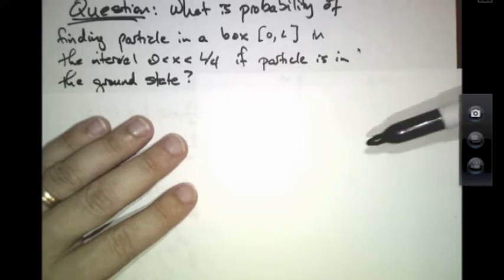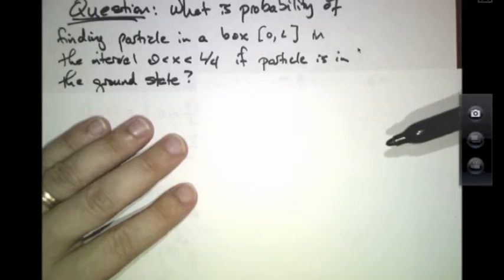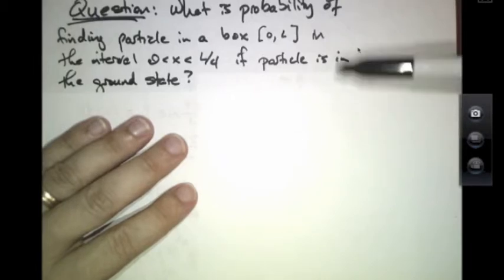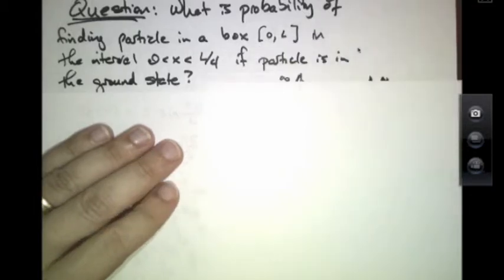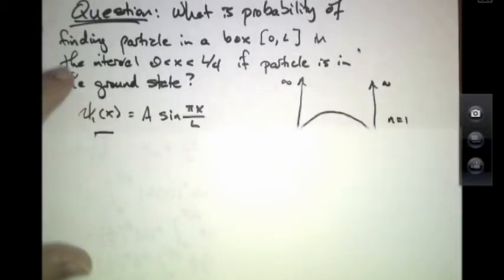Classically, of course, the particle just oscillates around and sloshes around in the box, and so the probability of being in a particular part of the box or quadrant of the box would just be 25%. But in quantum mechanics, we will find a somewhat different answer.